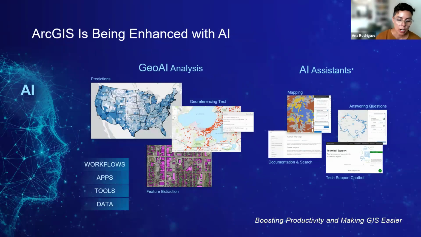So there are two distinct categories where ArcGIS is being enhanced with AI. Starting with the left, we focused within analysis, so making predictions, extracting features from unstructured text or imagery, let's say. And on the right, we have, already in beta, and I'm sure you've seen the emails that come to you, AI assistants, so assisting you with mapping workflows, answering questions about your data, and using tools more effectively. Again, just boosting your productivity and even lowering that barrier of entry for non-GIS people as well to be able to use these tools and get more familiar with GIS or ArcGIS products.